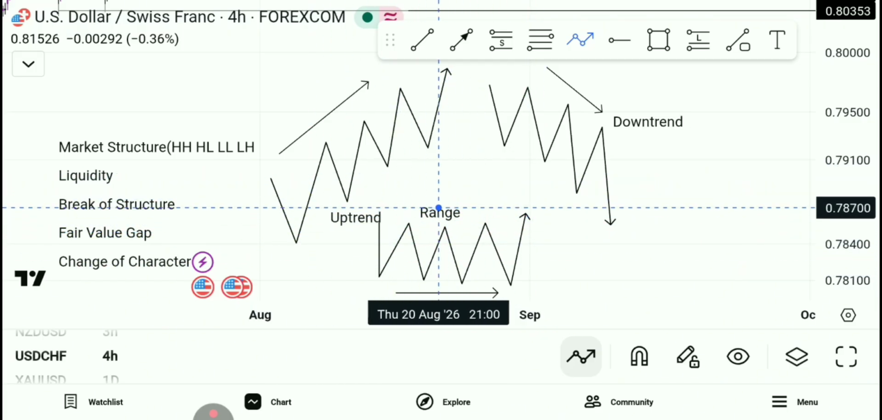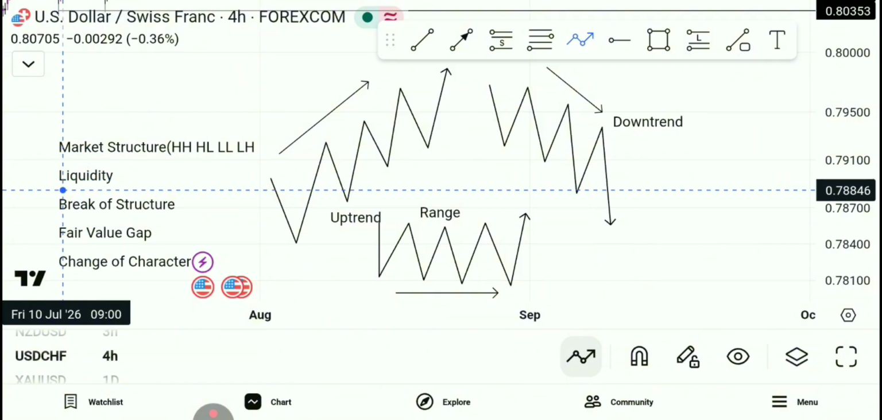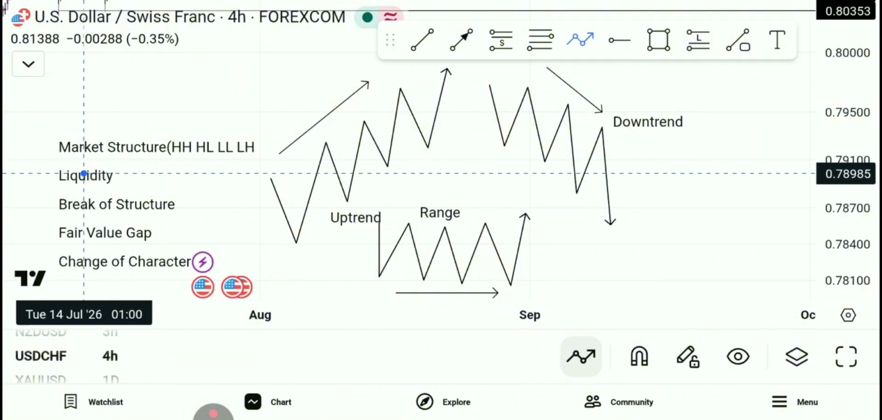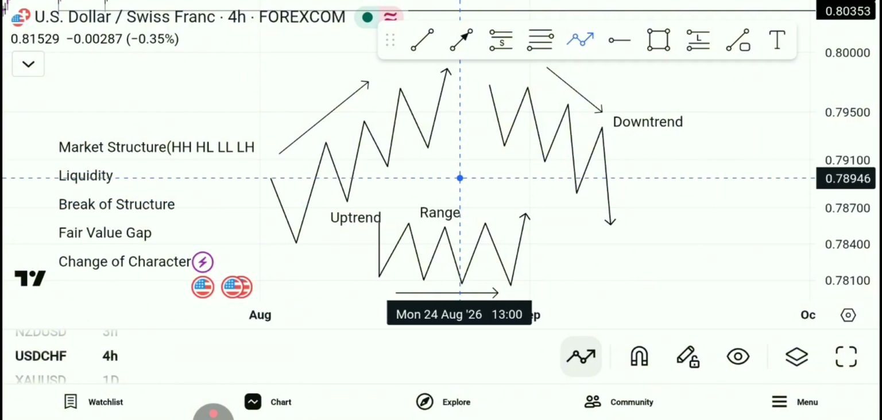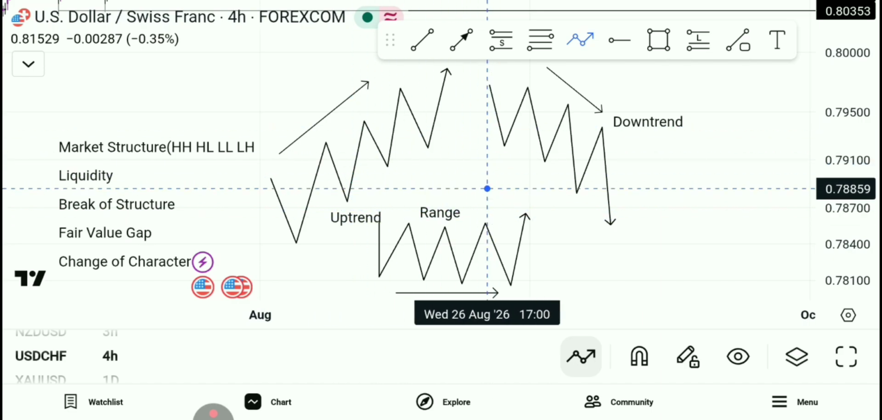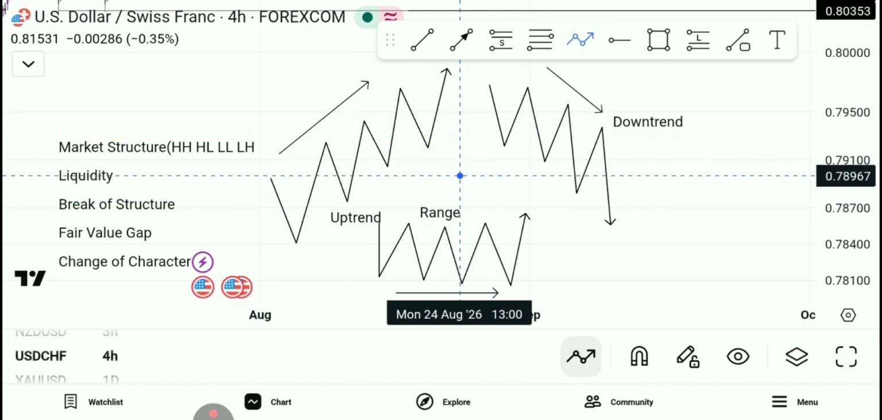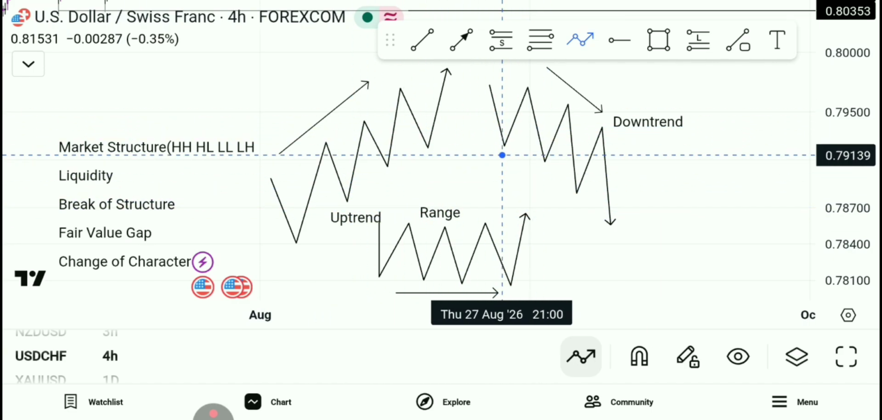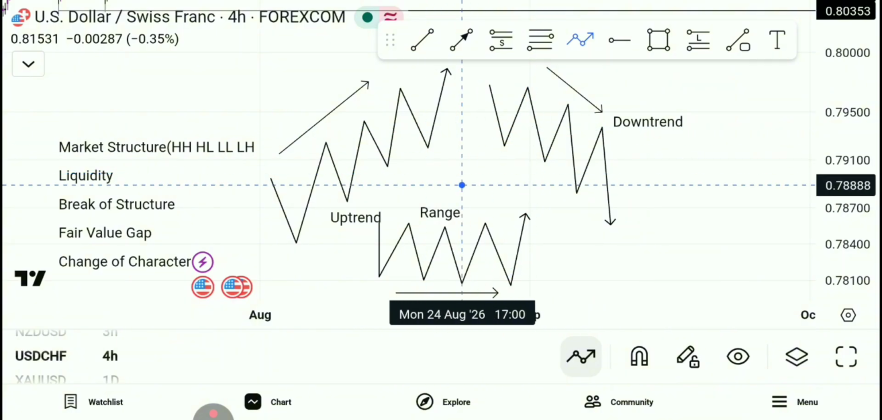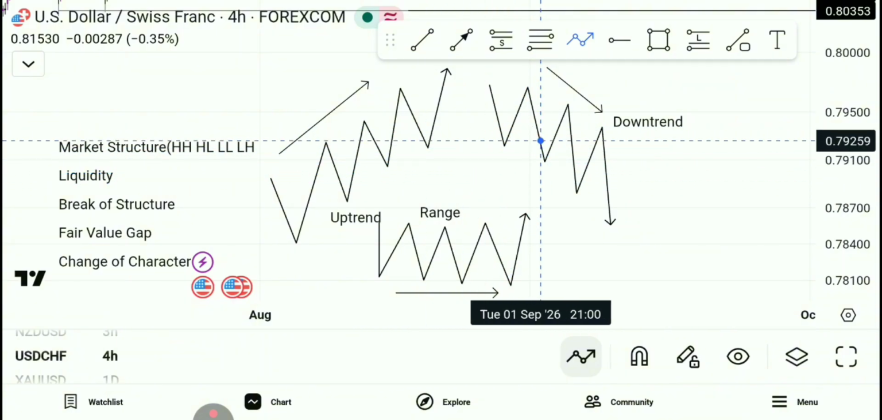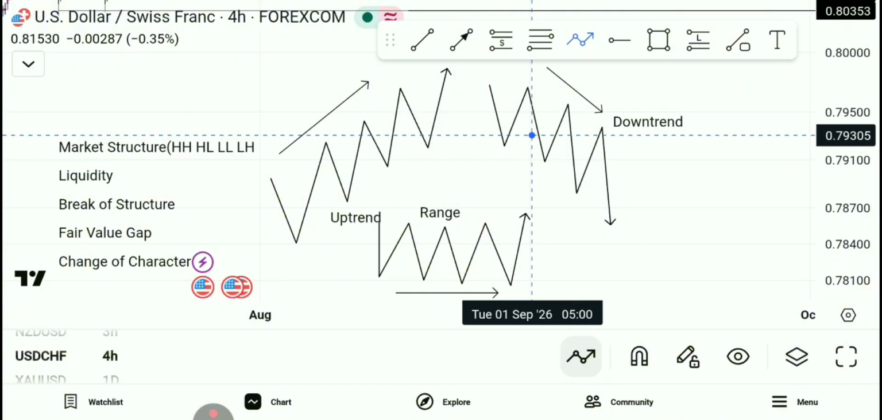Next one, we are going to be talking about liquidity. Liquidity is a level in the market where money rests. Liquidity can be in the form of an order block, fair value gap, and the other zones that the market has not been able to tap to or reach. So that's where liquidity means money, and that's where the market will like to move to, where liquidity is.